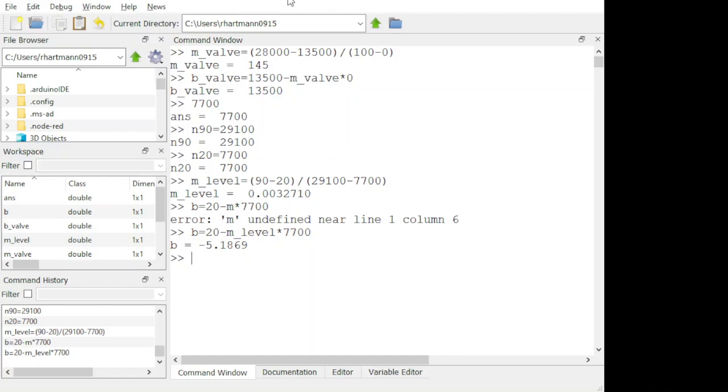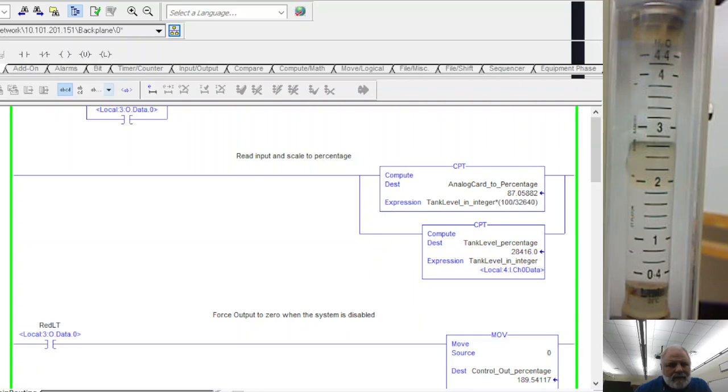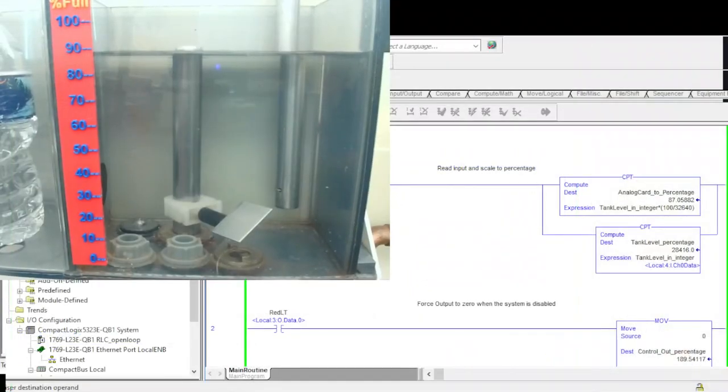Sorry. Okay, so I was doing that, but you couldn't see. So I calculated my M level to be 90% minus 20% divided by 29,100 minus 7,700, and that gave me this M level value. That's my scaling value, and then I need to subtract off about another 5% off of that once I put it in here. So let me come back to the main program here. Okay, so there's the tank sitting at about 90%.